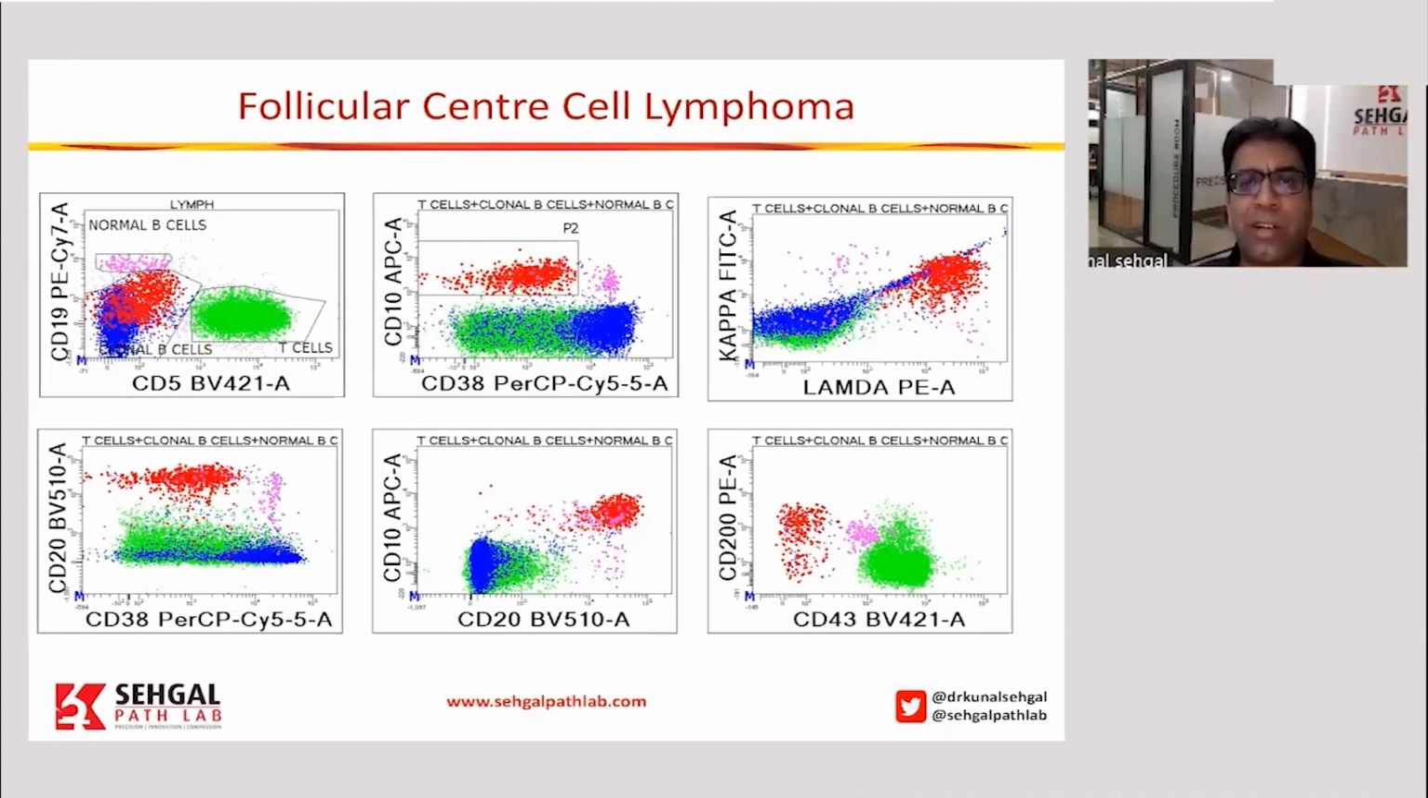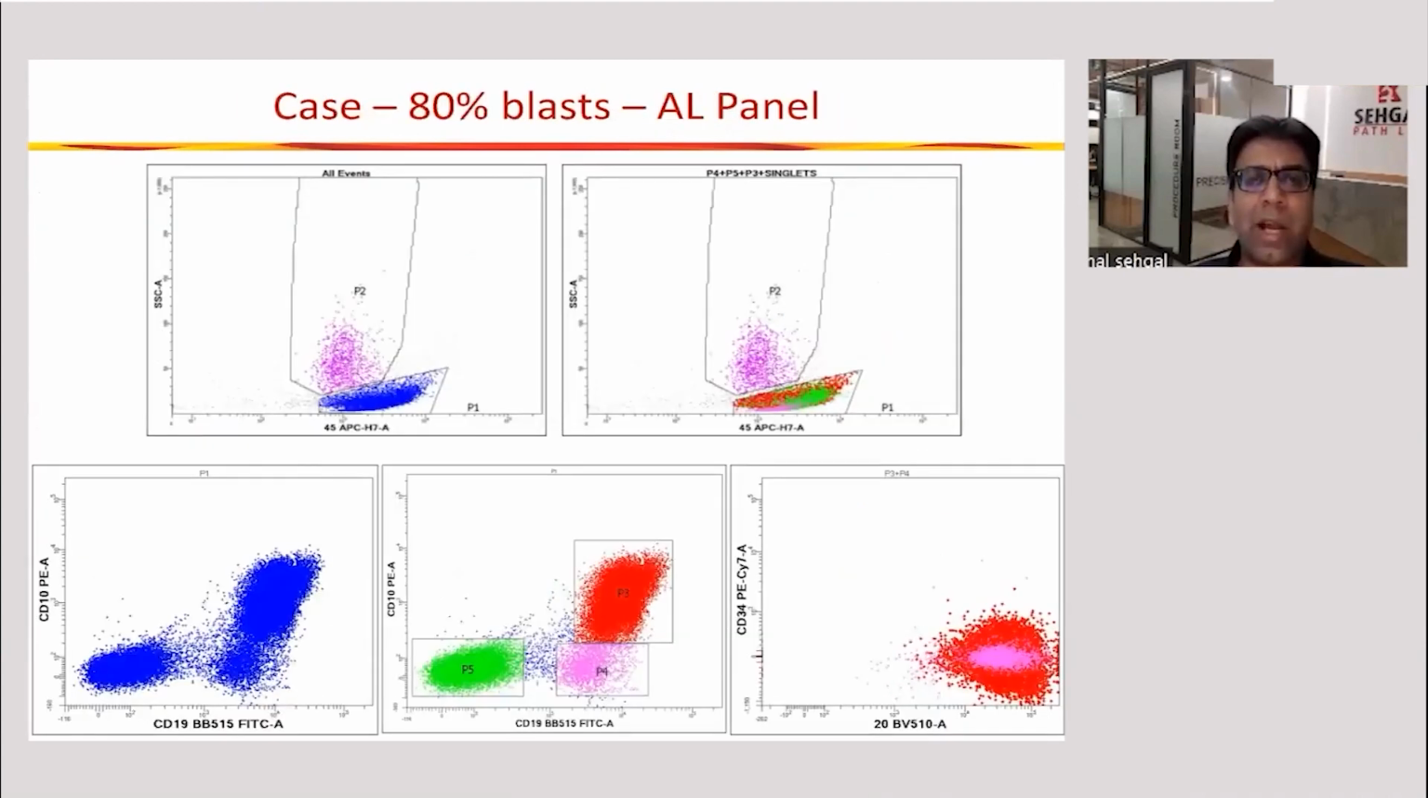So this is consistent with the diagnosis of a follicular center cell lymphoma. Now, I'll show you another case, and I'll highlight why I'm showing you this case. This came as query acute leukemia. There were 80% blast-like cells on the smear, and immediately an acute leukemia panel was ordered by the clinician, and a flow was done for an acute leukemia panel.